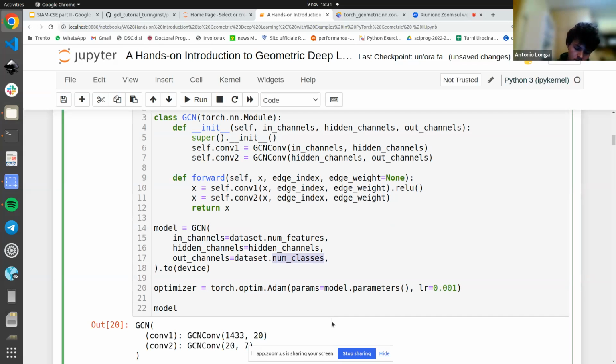No. Well, when you build the dataset, you will, sorry. The task here is to predict a specific property of the node. And when you build the dataset, you already know that there are 7 features to predict. Sorry, 7 different categories, 7 different labels. And when you load the dataset, this number is already specified.